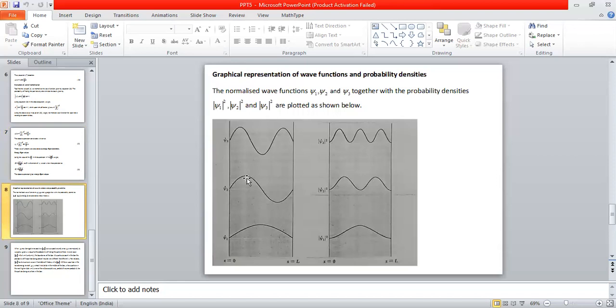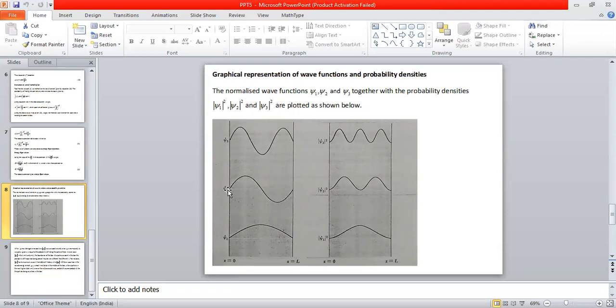So this actually corresponds to 1/4 of the distance from this end, and this region also corresponds to 1/4 of the distance from the other extreme. So we have a different situation here. The wave function is 0 at the two extremes. Not only that, the wave function is 0 midway, unlike the previous case where the value of the wave function was maximum halfway. Here, at 1/4 of the distance from either side, the value of the wave function is maximum.